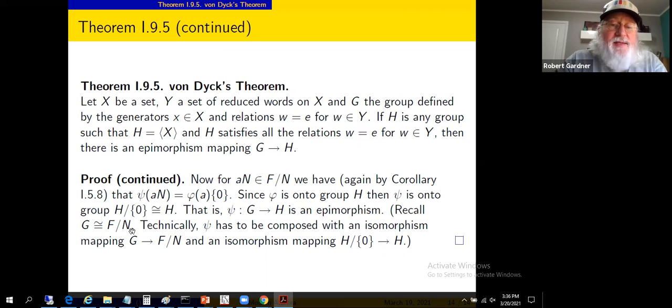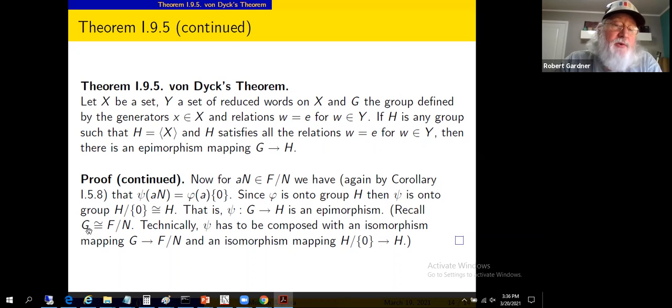Then we had the psi as defined above, mapping F mod n into this quotient group, and then there's a little isomorphism that takes us to H. So strictly speaking, it's not psi itself that does this, but psi composed with a couple of isomorphisms. What psi does is it takes F mod n to this quotient group.